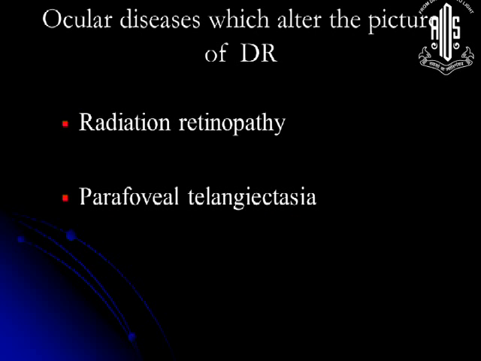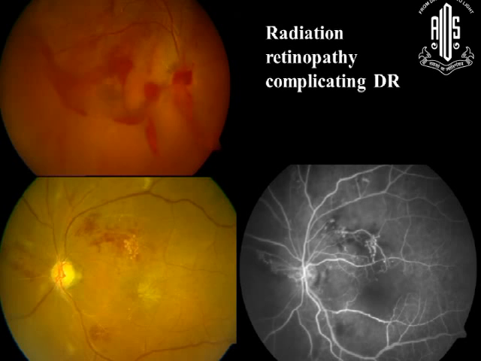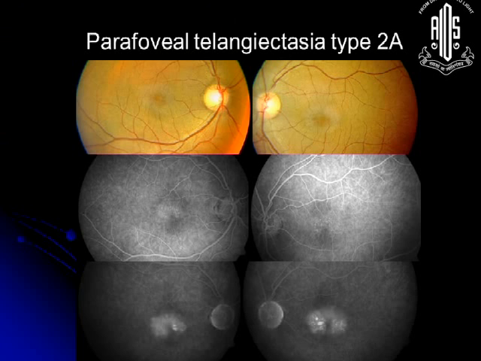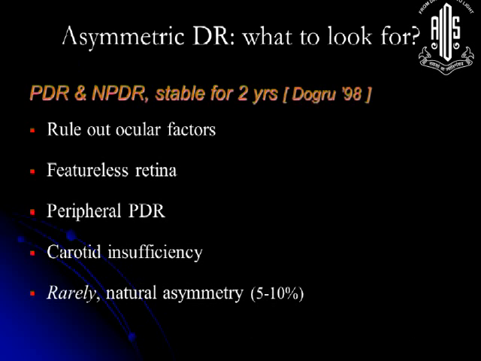Some diseases which alter the picture of diabetic retinopathy: radiation retinopathy and parafoveal telangiectasia. Radiation retinopathy, by virtue of the occlusive microangiopathy that is induced by the radiation, the deleterious effects of radiation, can complicate diabetic retinopathy and accelerate it, cause hemorrhage. Parafoveal telangiectasia is a common differential diagnosis. You can see this happens in patients with diabetes, but is not part of the spectrum of diabetic retinopathy, especially the type 2A. So what does one look for in asymmetric diabetic retinopathy?